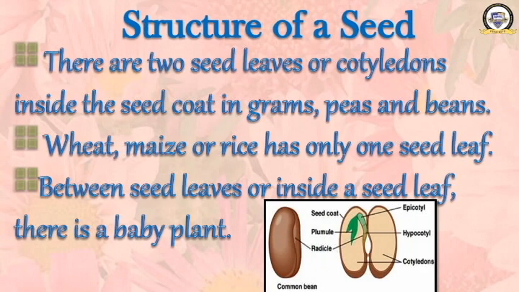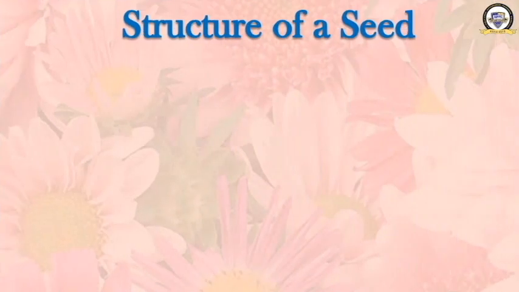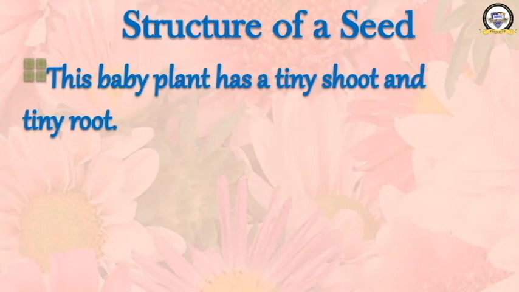Here you can see it very clearly. A common bean seed is there, and in the second part you can see that there is a baby plant inside the seed. This baby plant has a tiny shoot and tiny root. What is root? The part of the plant that grows below the ground is called root, and the part of the plant which grows above the ground is called shoot.